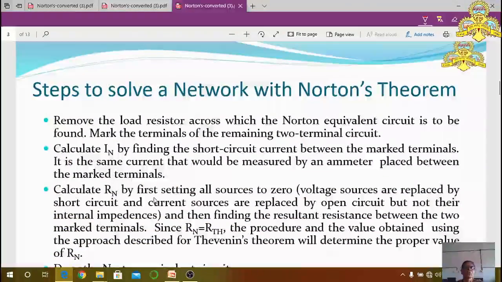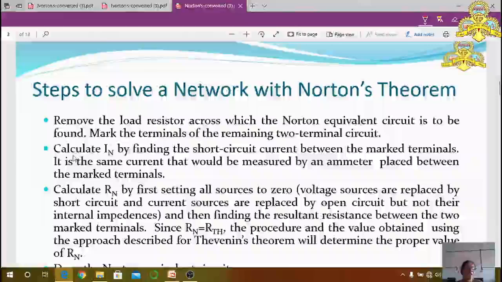How can we solve the given network using Norton's theorem? First, you remove the load resistor across which the Norton's equivalent circuit is to be found, across which we want to calculate the Norton's current. You remove that load from the remaining two-terminal circuit. Mark the terminals of the remaining two-terminal circuit.